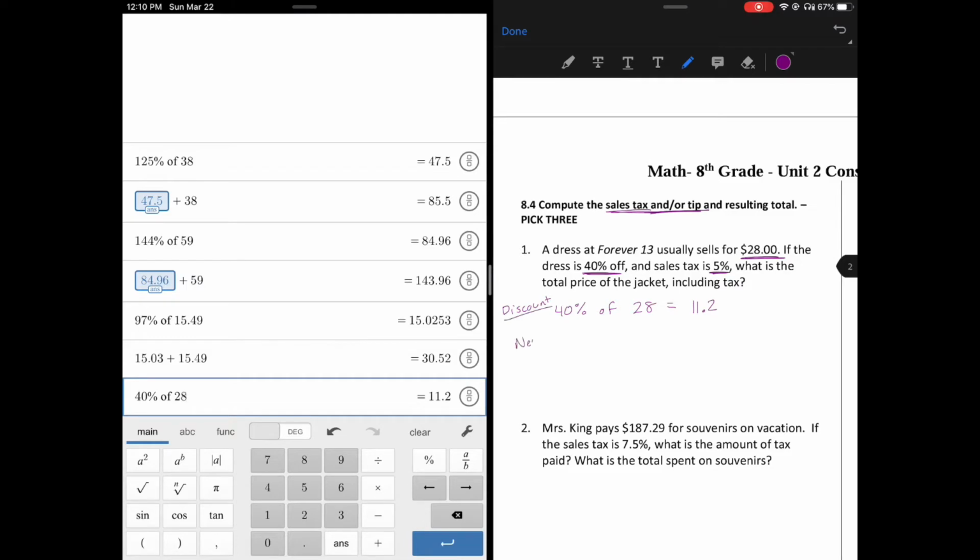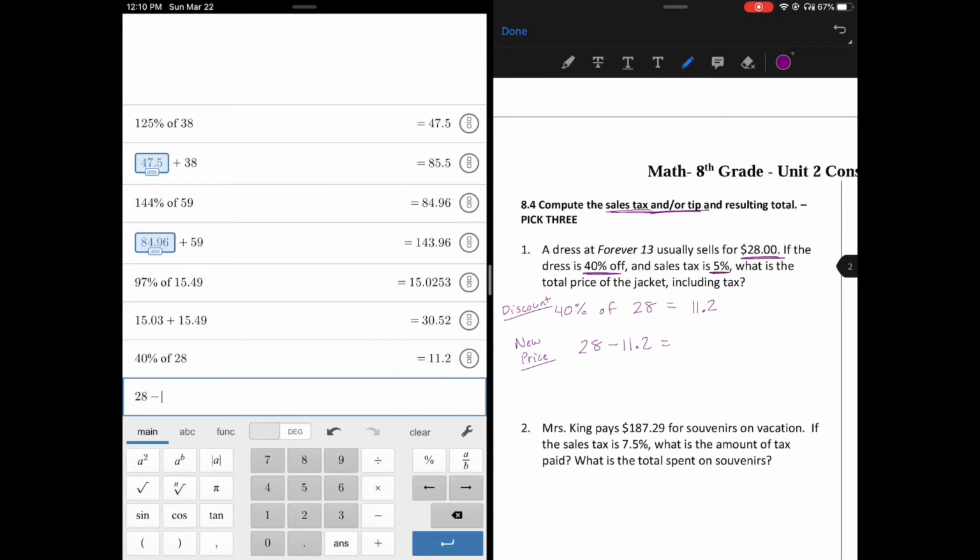Our new price would be the original cost, and if you're getting a discount, you're taking money off of the original price, so we'll subtract 11.2. And that'll give us a new price of $16.80. And then we need to find the tax.